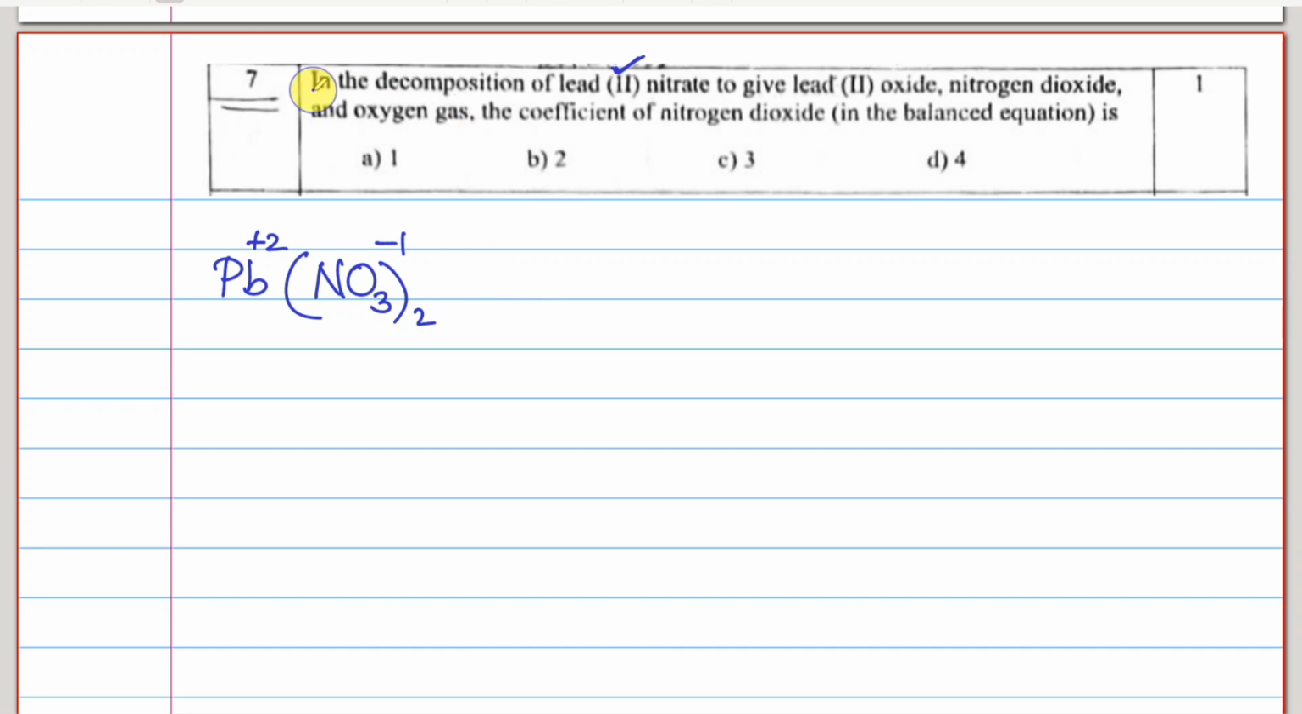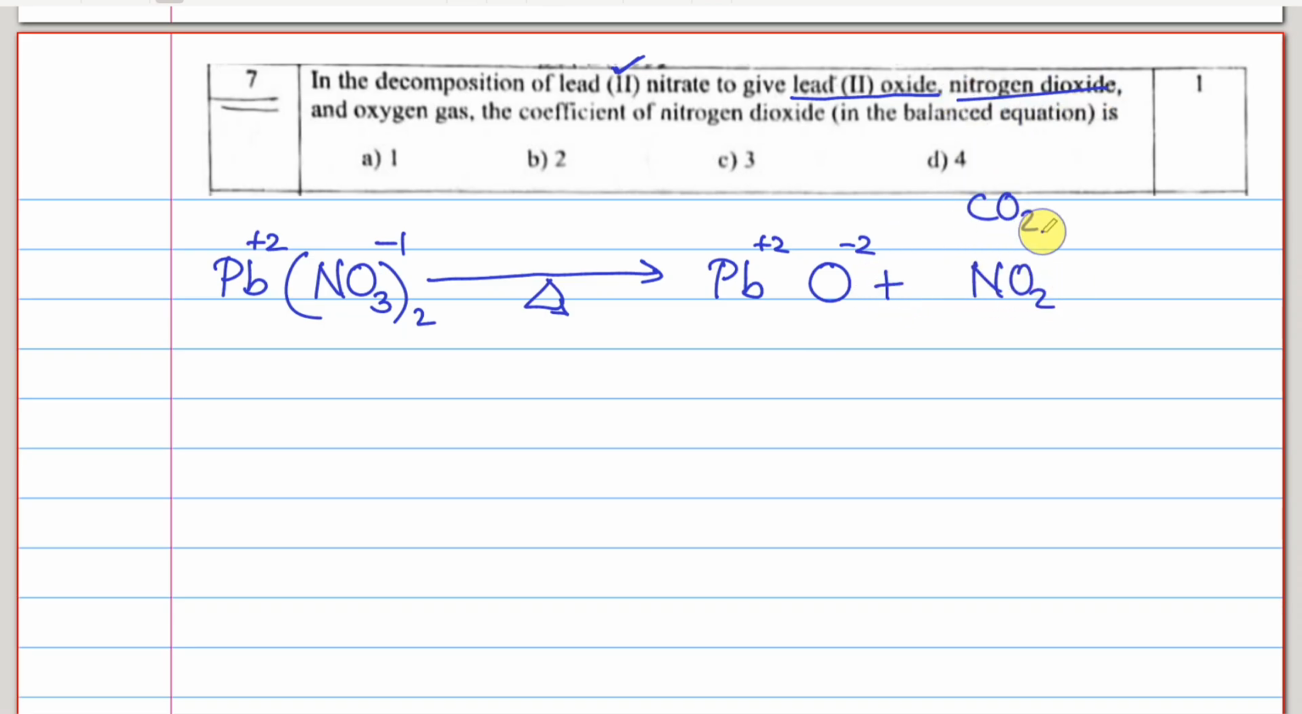So this is the decomposition of lead nitrate to give lead oxide. This was an activity in which we heated lead nitrate and we got a brown fuming gas, nitrogen dioxide gas, and lead oxide is being formed. So this decomposition is forming lead 2 oxide. Lead is Pb, 2 means plus 2. Oxide, we know it has a valency of -2. So PbO is being formed, plus nitrogen dioxide. Carbon dioxide is CO2, nitrogen dioxide will be NO2.